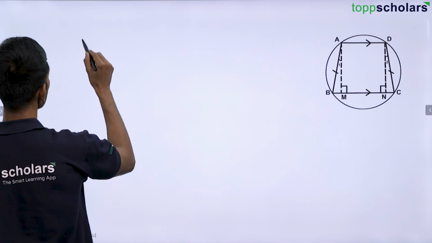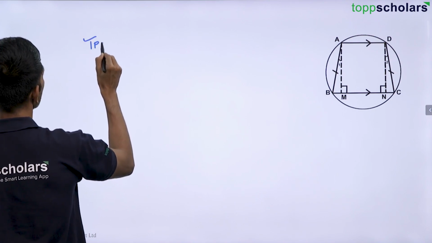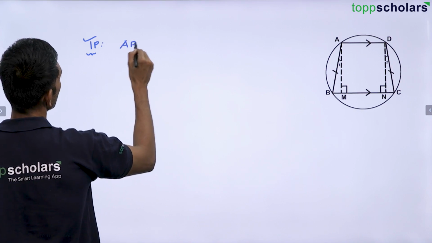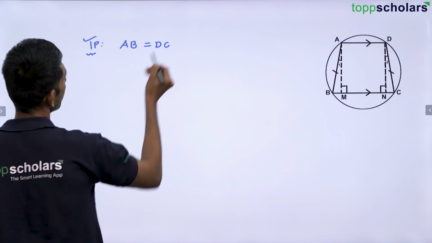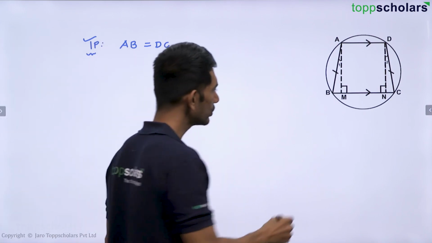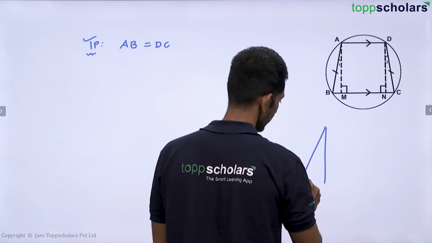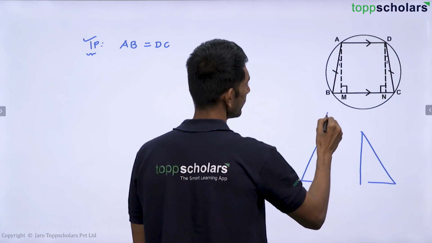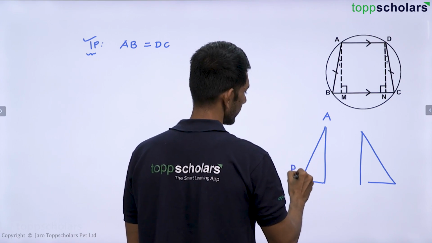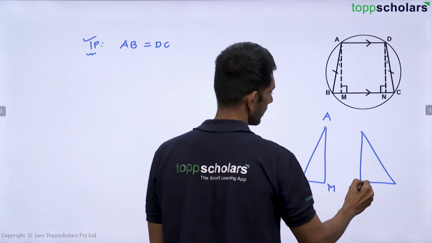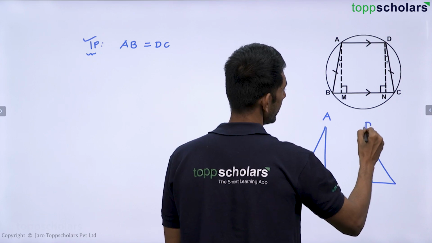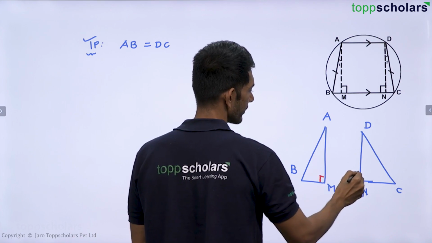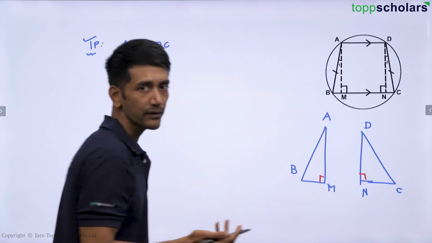So what are we supposed to prove? We are supposed to prove AB is equal to DC. For that, what we will do is, we'll pick up the two triangles separately. So this is a triangle, this is on the other side, this is your A, this is your B, this is your M, and then this is your D, this is your N and C, this is 90, this is 90, because that's what we have constructed.